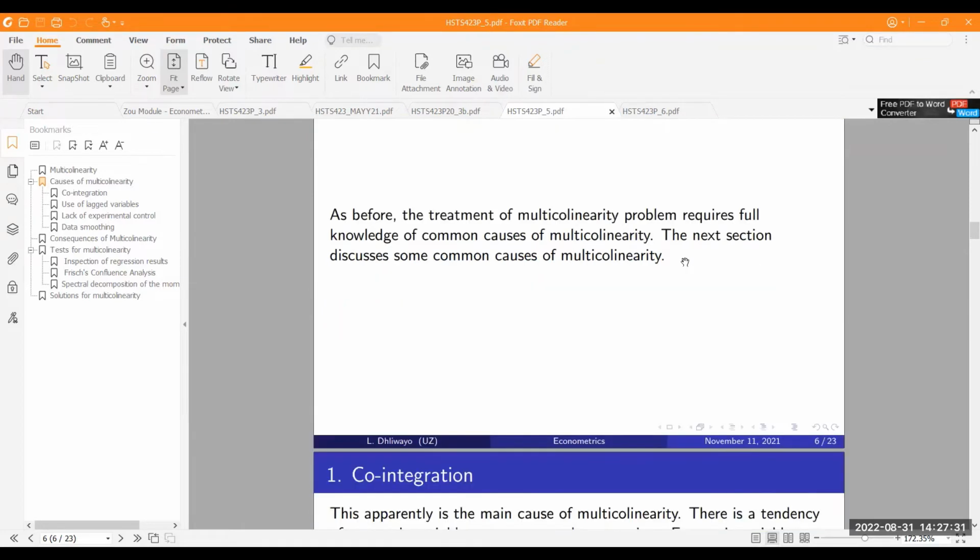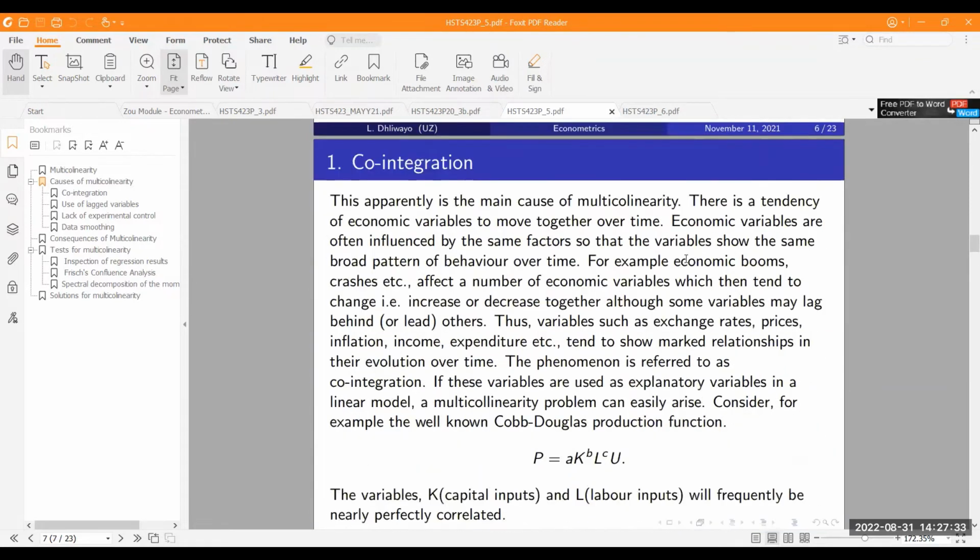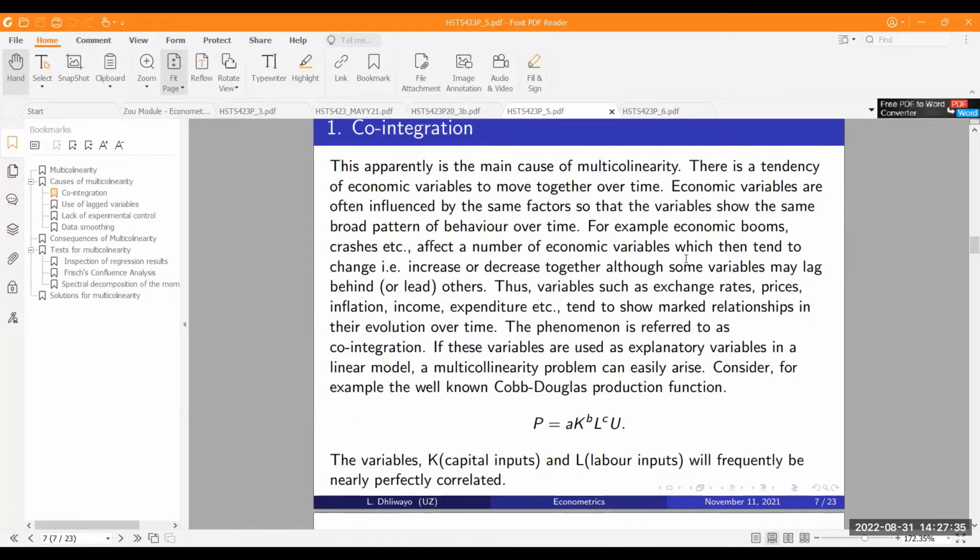Number one, co-integration. That's the number one cause, co-integration. This is the main cause of multicollinearity. There is a tendency of economic variables to move together over time.